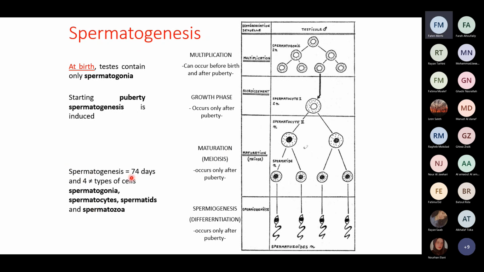Now, the spermatogenesis occurs in 74 days. It needs 74 days to be completed. And during the spermatogenesis, we have 4 types of cells implicated in this process, which are the spermatogonia, the spermatocytes, the spermatids, and the spermatozoa. So this is all regarding the spermatogenesis. Now I will move to talk about the oogenesis.